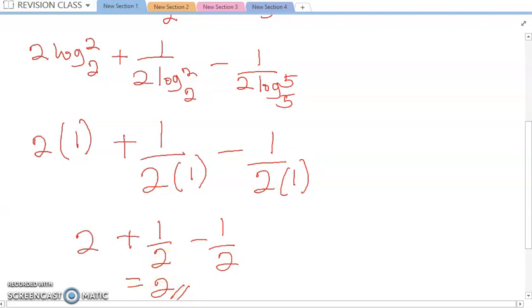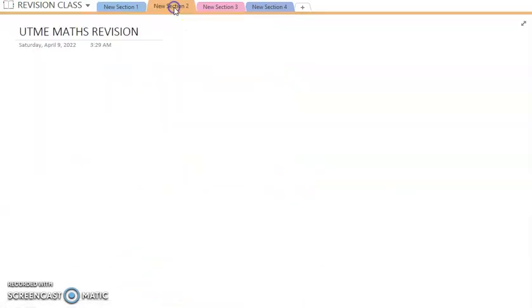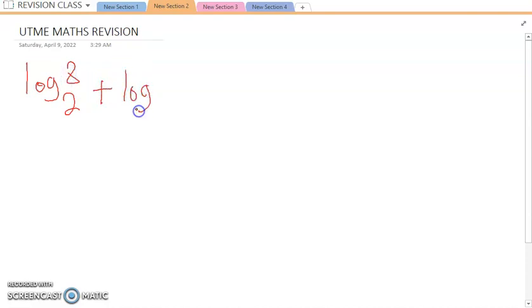Let us solve another question from the past question. Look at this question. The question says log base 2 of 8 plus log base 2 of 16 minus log base 2 of 4. The question says we should simplify.